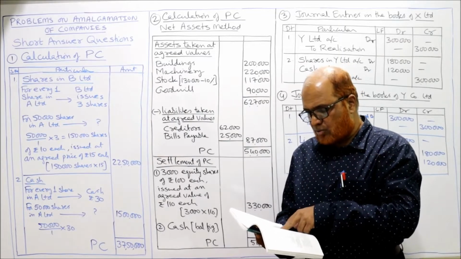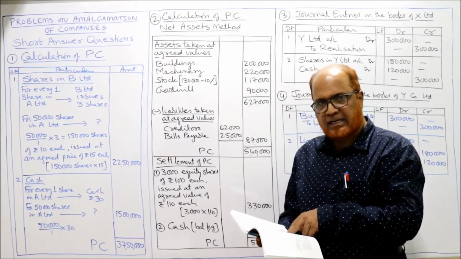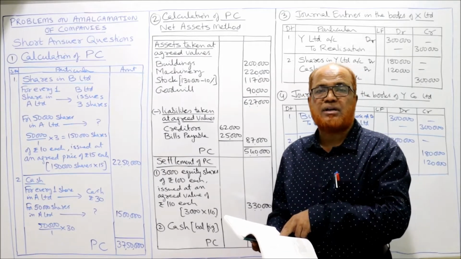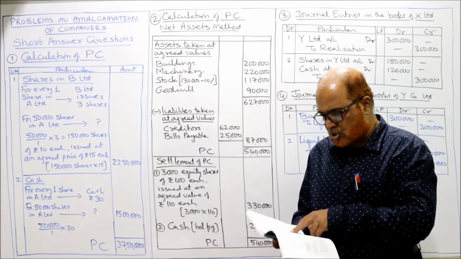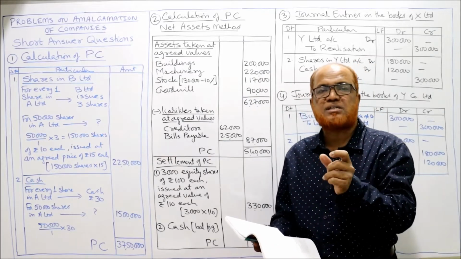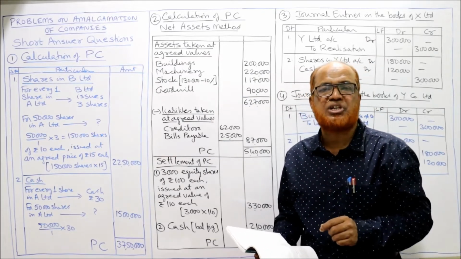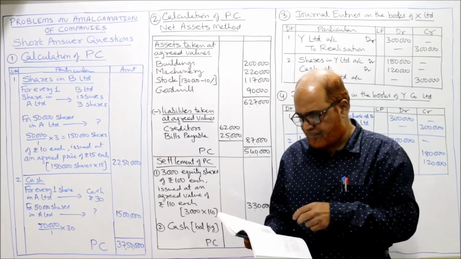Share capital 5,000 equity shares of 100 each fully paid. General reserve, bills payable, sundry creditors. So 2 outside liabilities are there, bills payable and sundry creditors. Goodwill, building, machinery, stock, bank, preliminary expenses. This preliminary expenses given on the asset side is a fictitious asset, imaginary asset that will not be realizable.